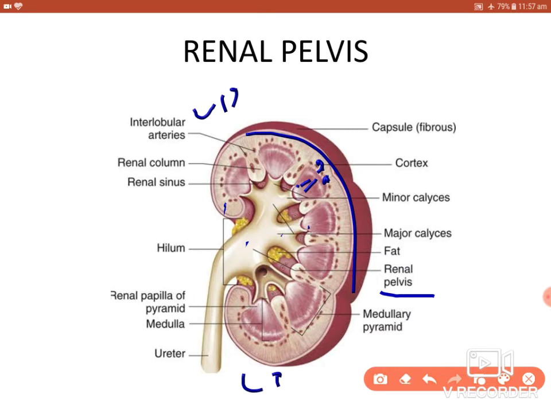You can see this is the minor calyx. The minor calyx forms the major calyx. The major calyx forms the renal pelvis. The renal pelvis extends from the hilum of the kidney to the level of the lower pole of the kidney. Then it narrows and continues as the ureter.